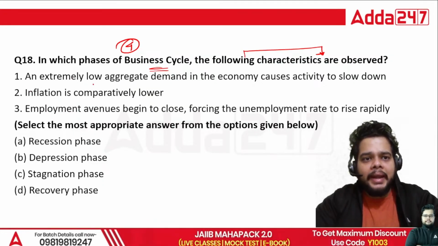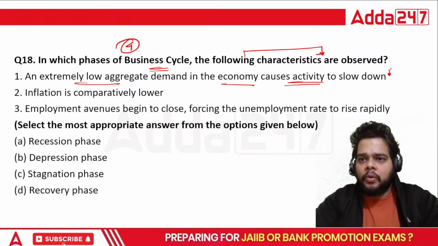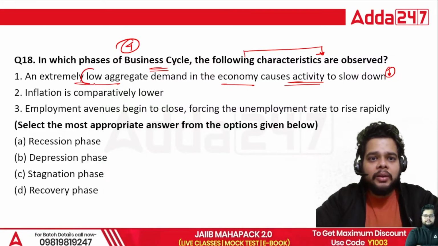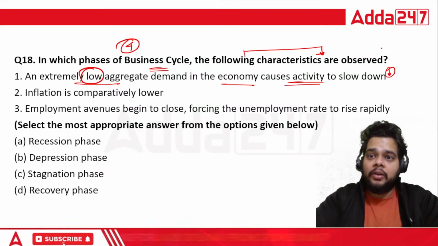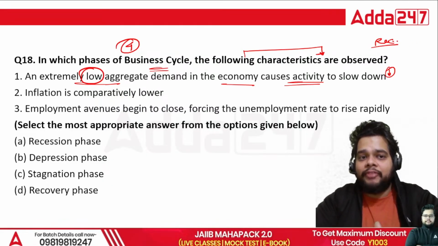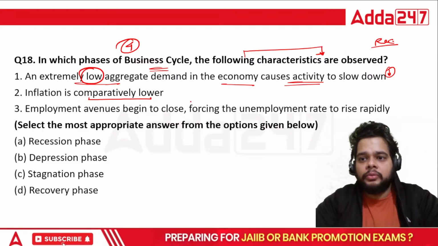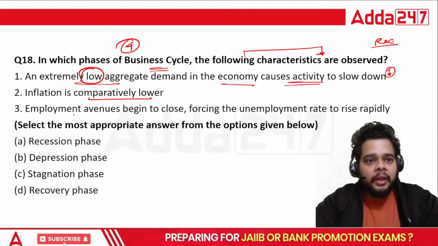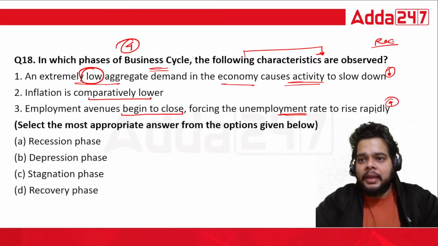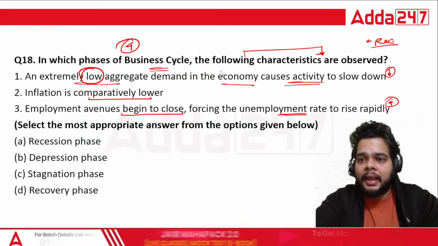So first statement, an extremely low aggregate demand in the economy causes activity to slow down. Overall activity is slowing down. And when we say extremely low aggregate demand, it means we are not talking about a recession. We are talking about a step ahead, the phase after the recession. Inflation is comparatively lower, so it has reduced further. Employment avenues begin to close, forcing the unemployment rate to rise rapidly. So the unemployment rate is there in recession also, but now it is rising rapidly.